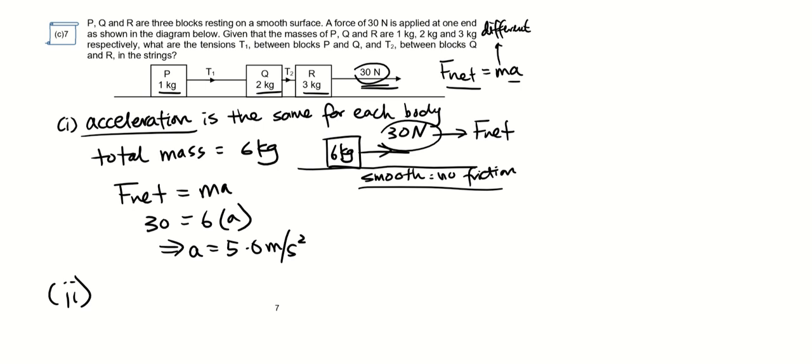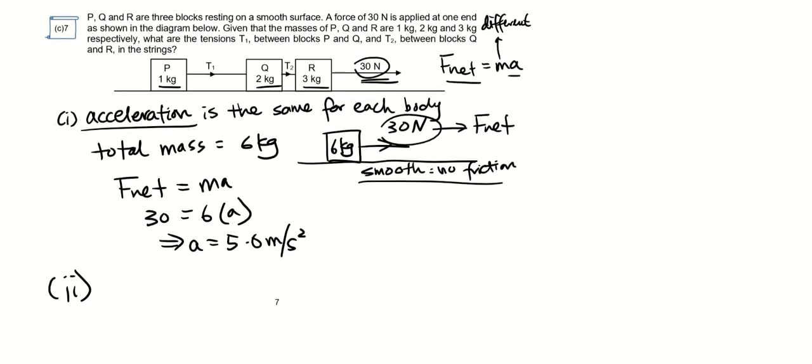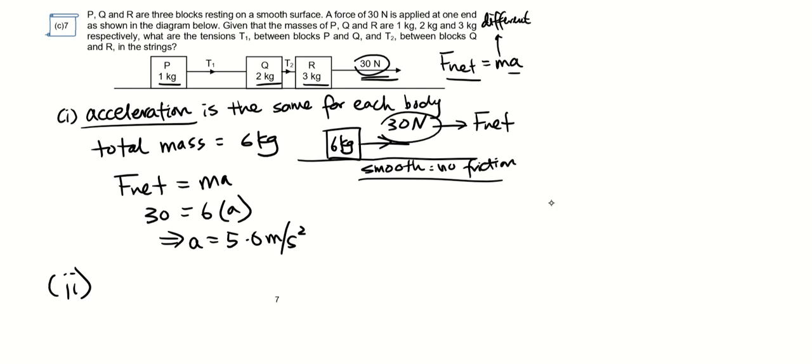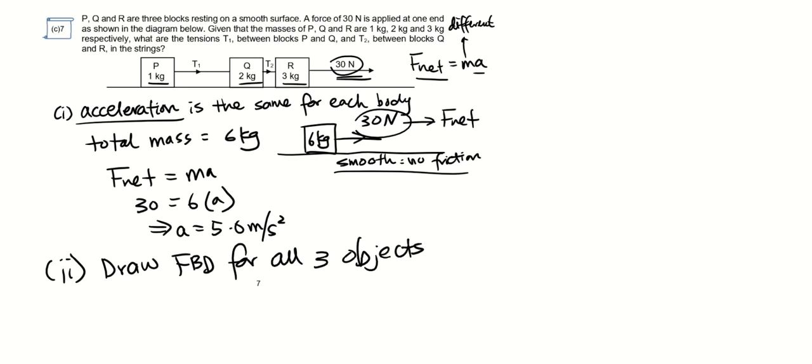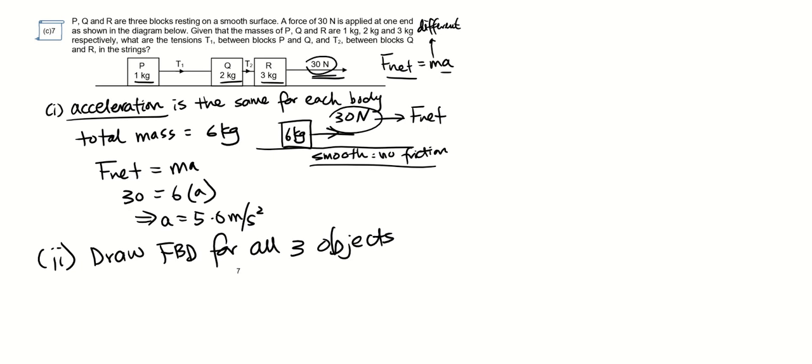We break up the body into the number of objects that are present. In this case, there are 3 objects, so I need to draw the free body diagram for all 3 objects. What is a free body diagram? It is the diagram that shows the forces acting on each body. It is not necessary to put the force by each body, only the forces acting on the body.